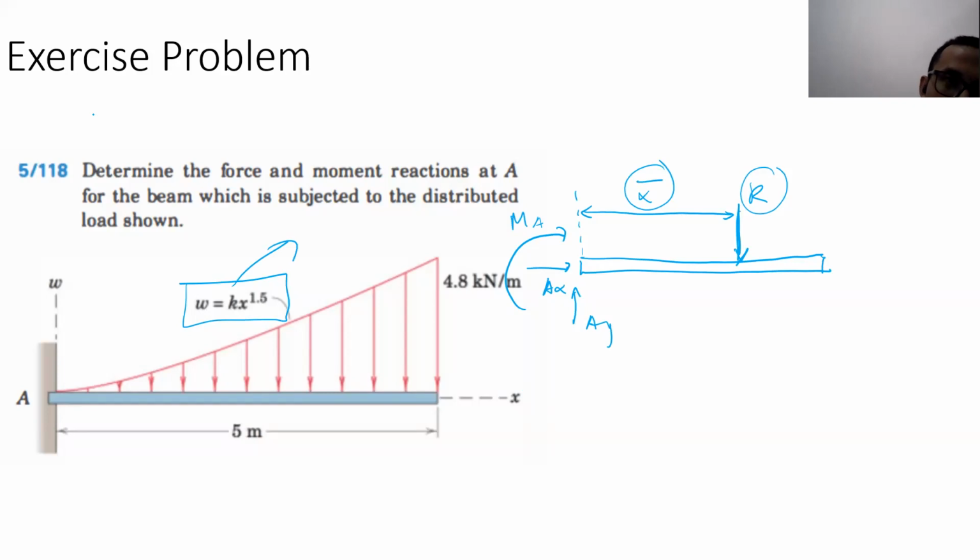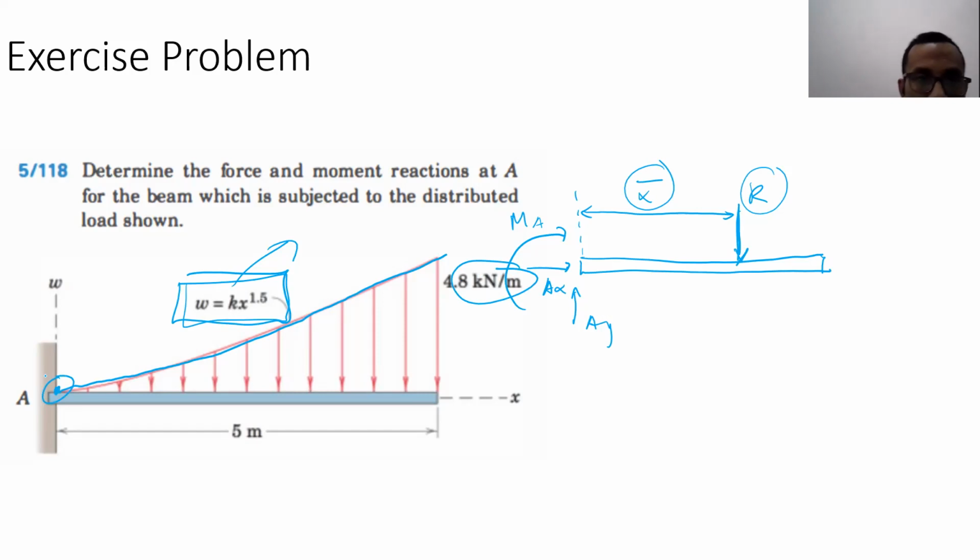Remember, the curve here is supposed to follow this particular equation, x to the power of 1.5. The problem is that the value of k is not yet known. So the first thing you're supposed to do is find the value of k based on this value and this value that you already know.